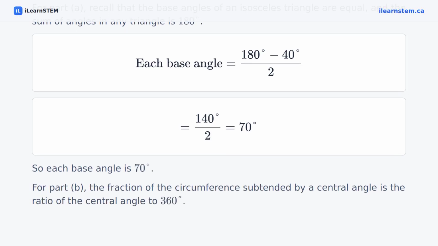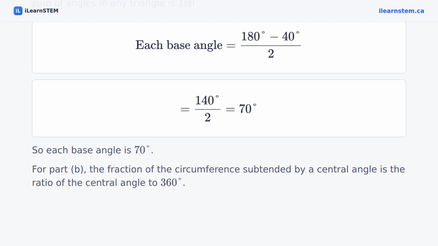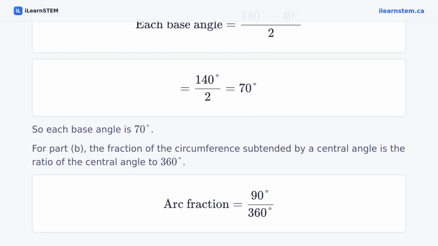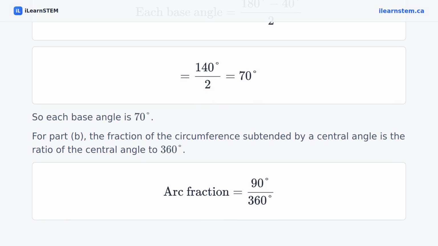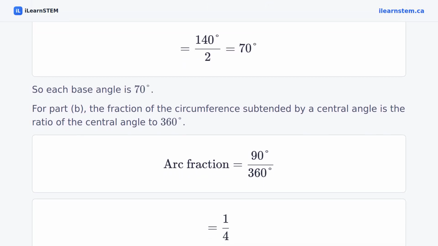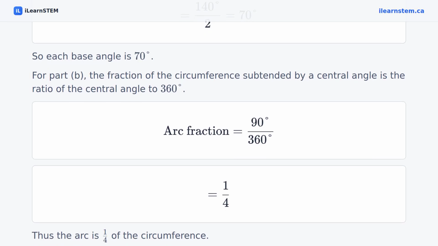For part B, the fraction of the circumference subtended by a central angle is the ratio of the central angle to 360 degrees. So the arc fraction is 90 degrees over 360 degrees, which simplifies to 1/4. Thus, the arc is 1/4 of the circumference.